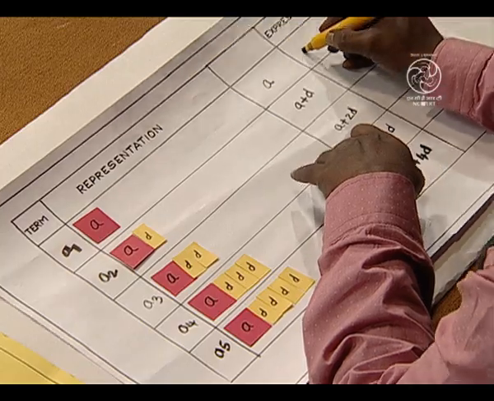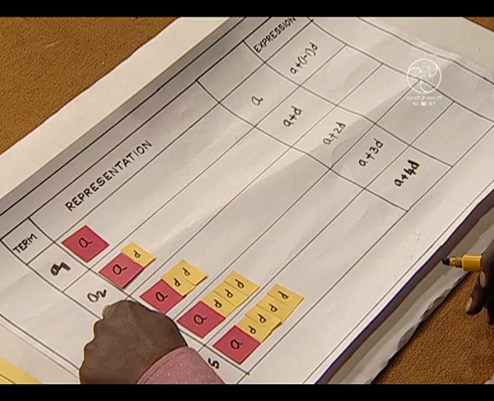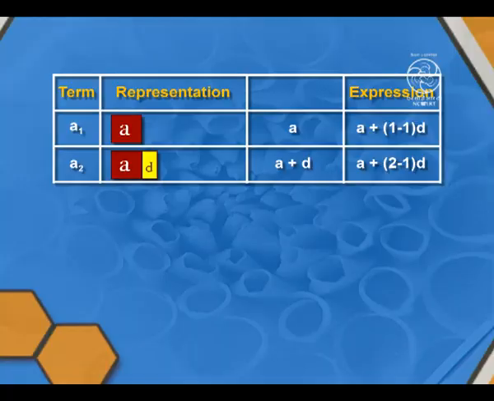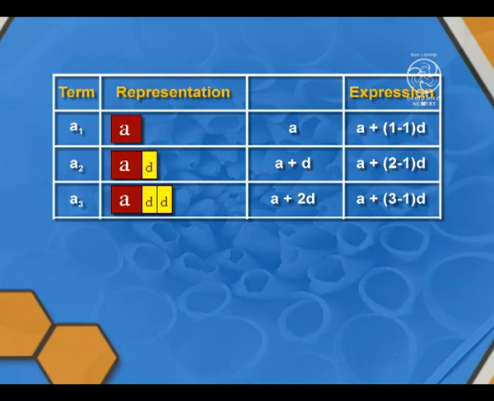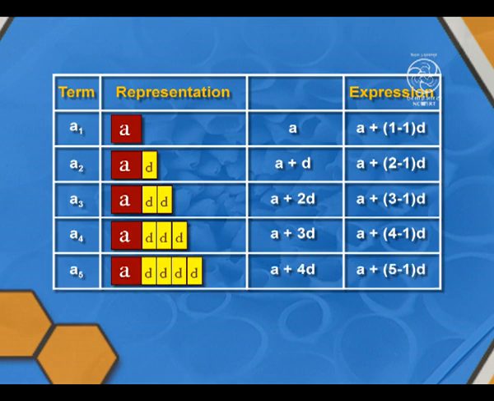Friends, what we have observed here: in the first term it is just A. This we can write as a plus 1 minus 1 into d. Since 1 minus 1 is 0, this will be equal to this. The second term we can write as a plus 2 minus 1 into d. The third term we can write as a plus 3 minus 1 into d. The fourth term as a plus 4 minus 1 into d, and the fifth term will be a plus 5 minus 1 into d. Can we write the sixth term? Yes, it will be a plus 6 minus 1 into d.